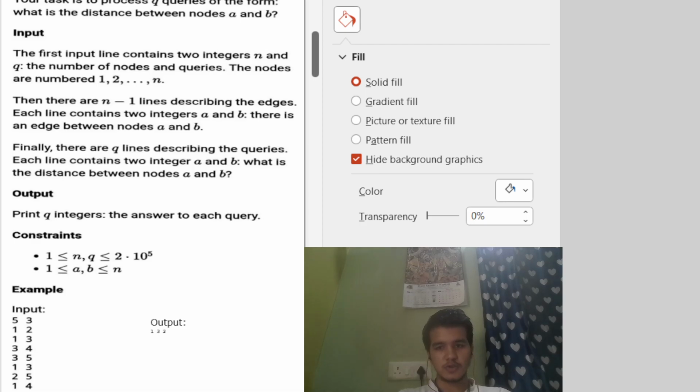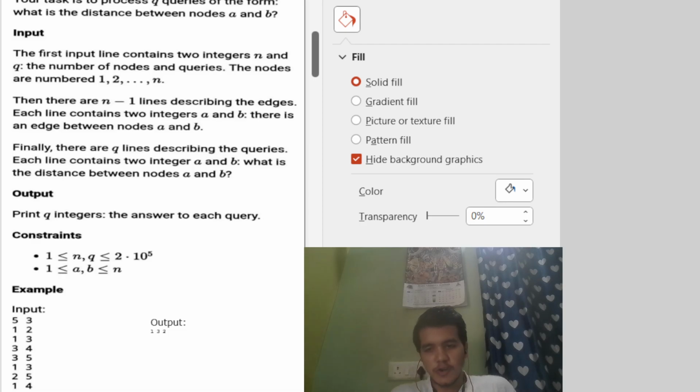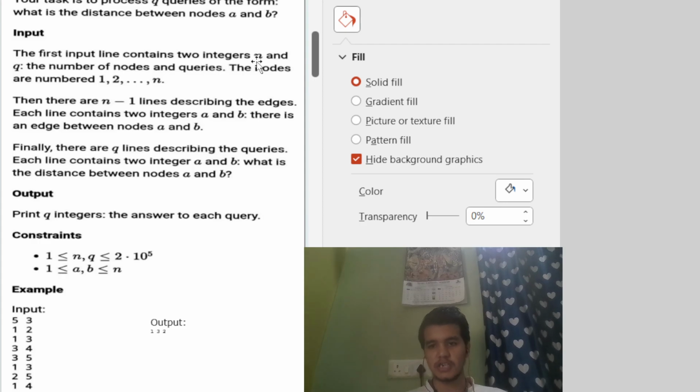So let's first go through what the problem is saying. Here we need to process a few queries of the form: what is the distance between nodes A and B? We are given two integers n and q, where n represents the number of nodes and q represents the number of queries.